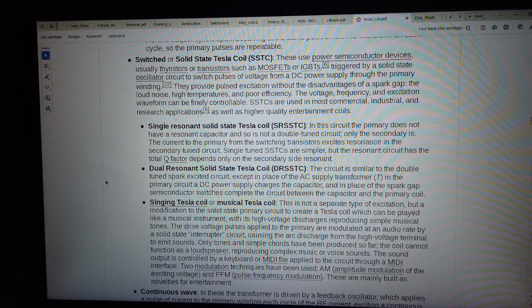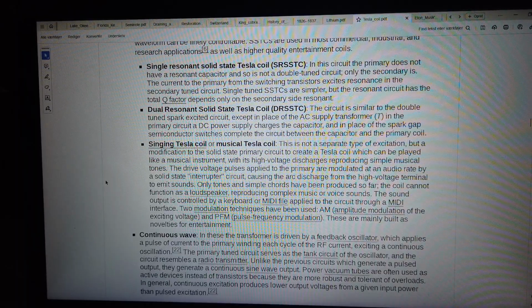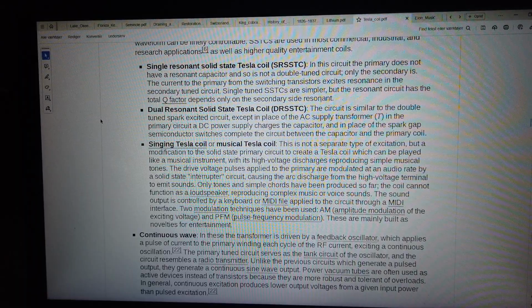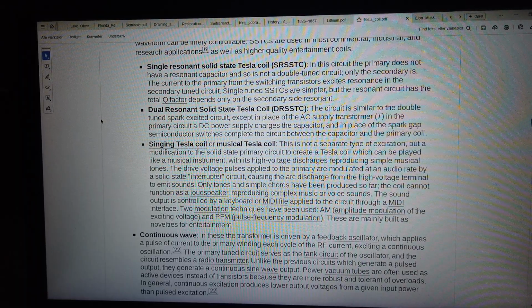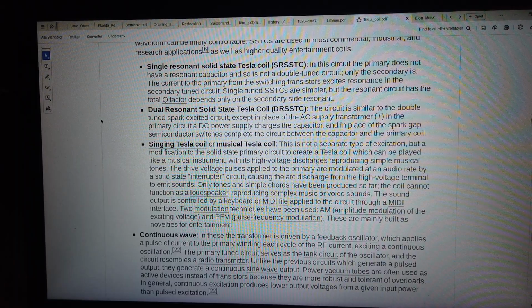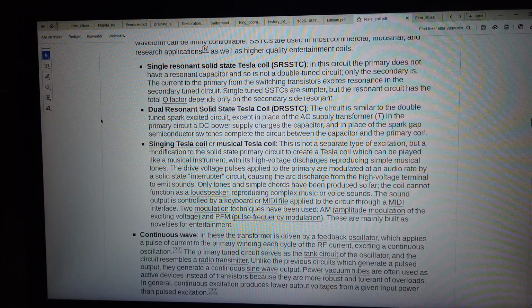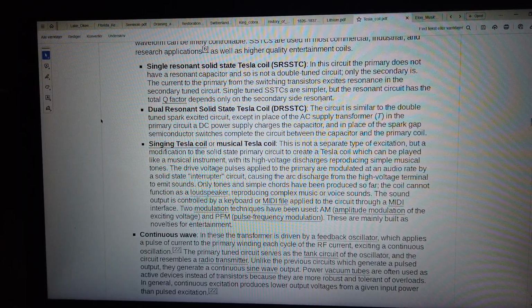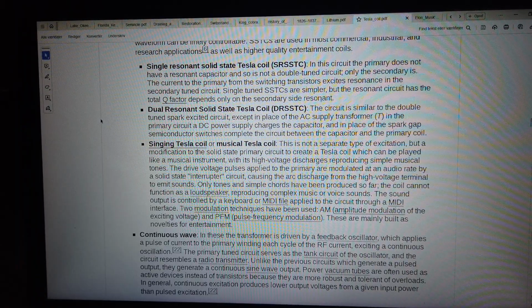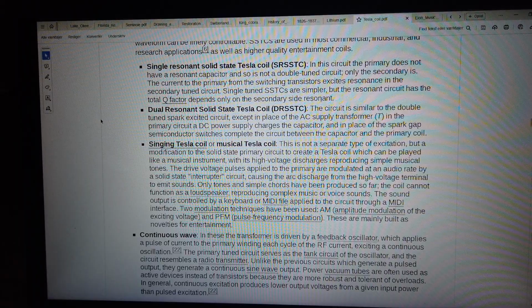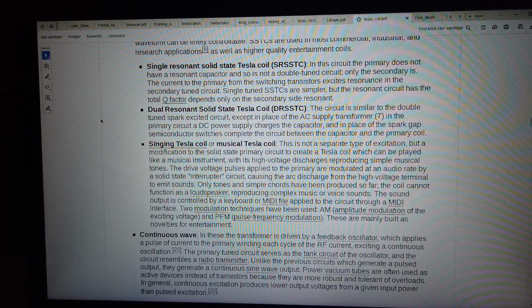Single resonant solid state Tesla coil, SRSSTC. In this circuit the primary does not have a resonant capacitor and so is not a double-tuned circuit. Only the secondary is. The current to the primary from the switching transistors excites resonance in the secondary tuned circuit. Single-tuned SSTCs are simpler, but their total Q factor depends only on the secondary side resonance.